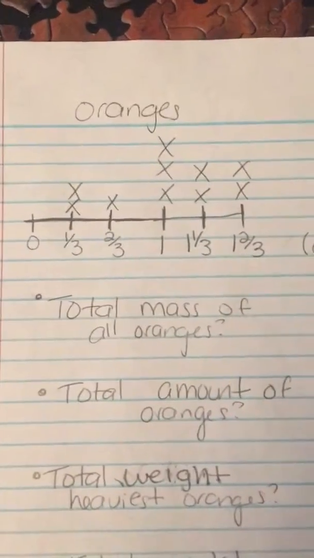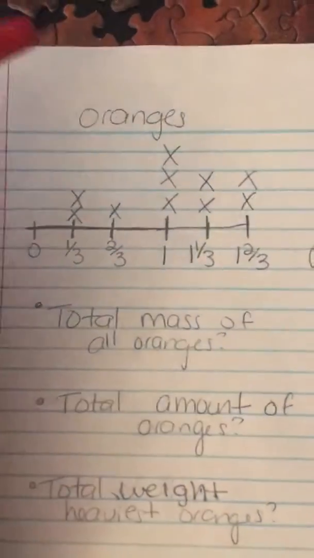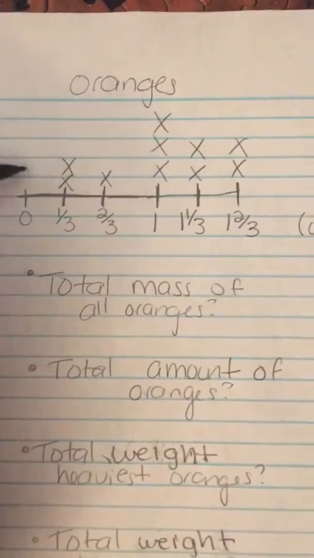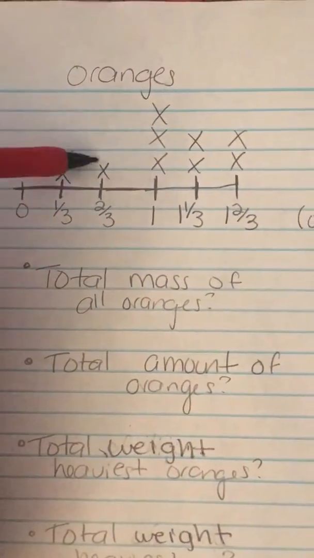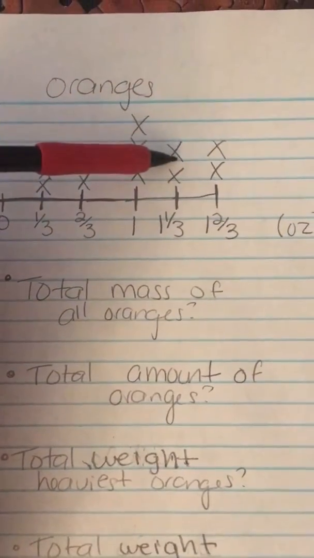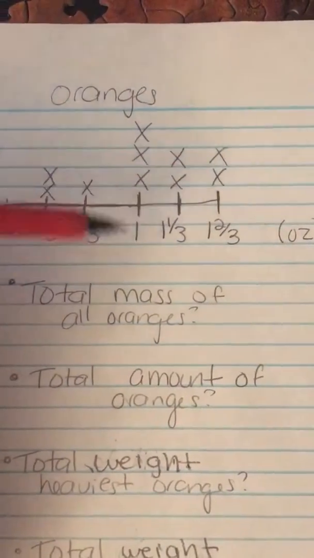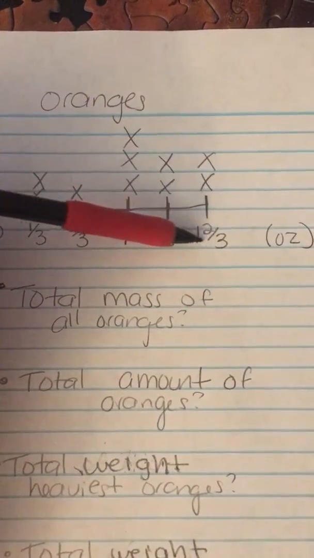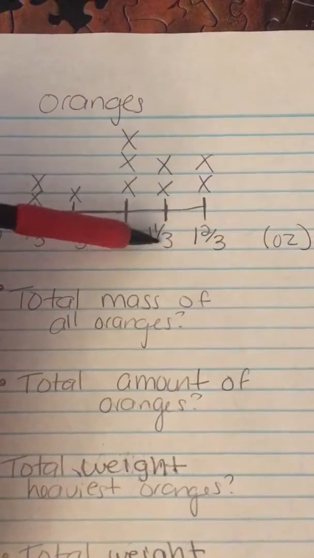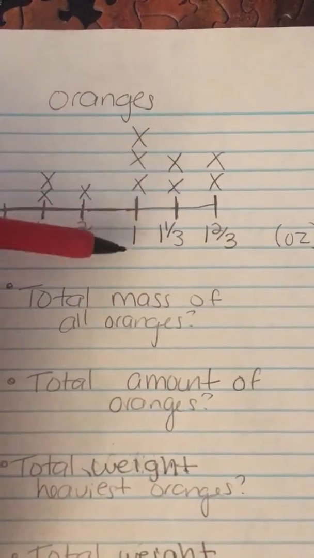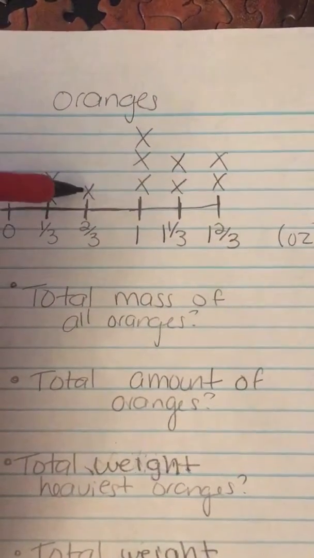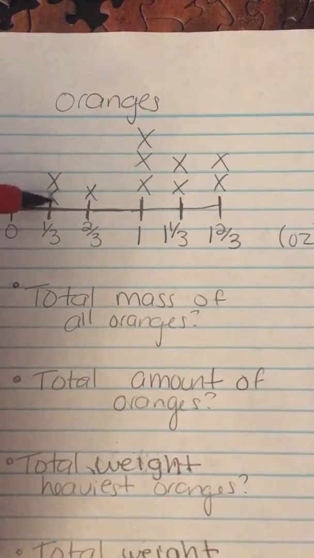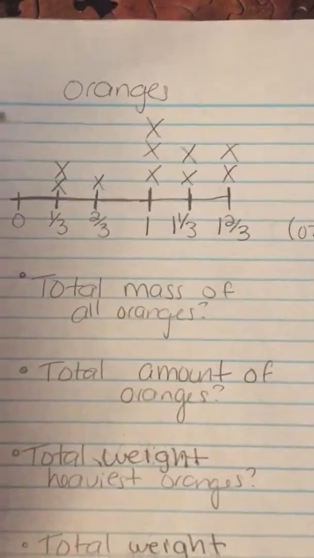So this video is going to be about line plots. So I have a tally mark of oranges here. My oranges go in ounces: 0 ounces, 1/3 of an ounce, 2/3, 1 ounce, 1 1/3 ounce, and 1 2/3 ounces. So here that's showing that I have 2 oranges that are 1 2/3, 2 oranges that are 1 1/3, 3 oranges that are 1 ounce, 1 orange that's 2/3 of an ounce, and 2 oranges that are 1/3 of an ounce.